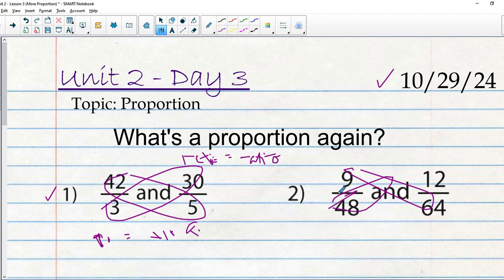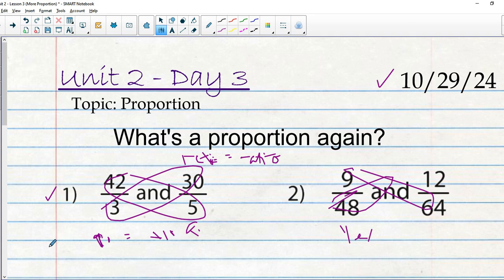So 48 times 12 is also 576. So are these two ratios in proportion? Yes. All right, okay, all right, moving on.